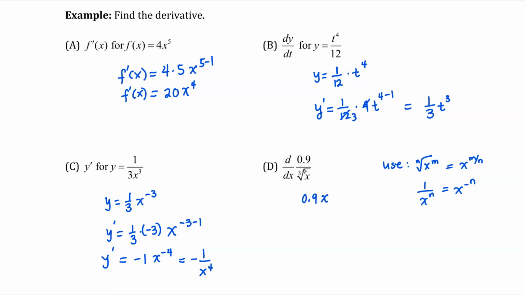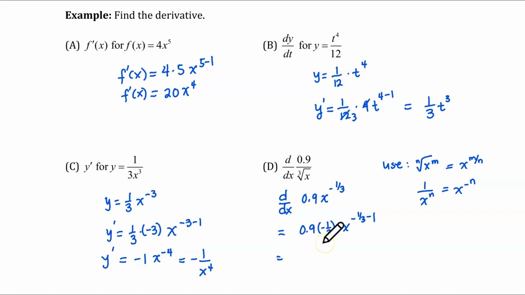0.9 x to the negative 1/3. Then we find the derivative with respect to x of the expression here. Now, using the constant multiple property, we copy this exponent here and multiply it to the constant here. So you have 0.9 times negative 1/3 times x to the negative 1/3 minus 1. That's the derivative. Then you go ahead and simplify it.